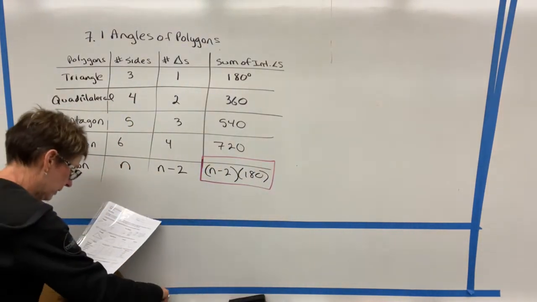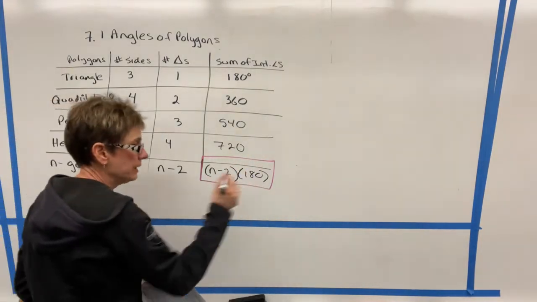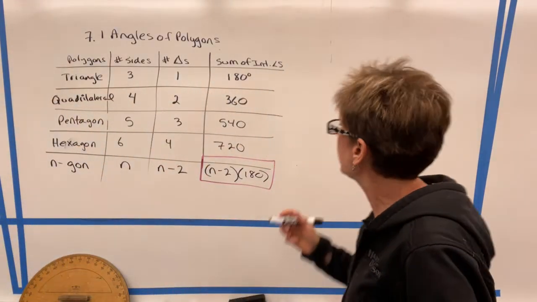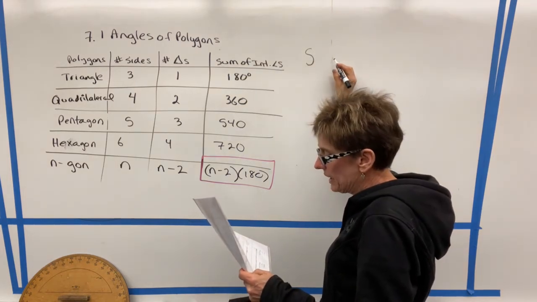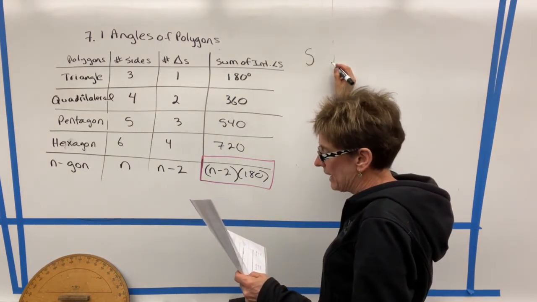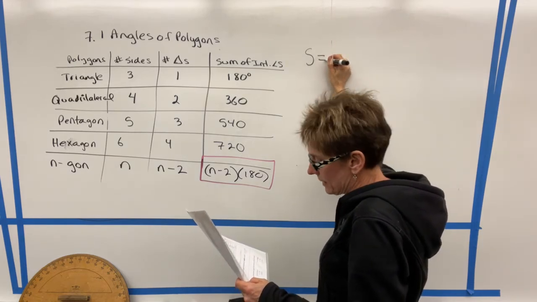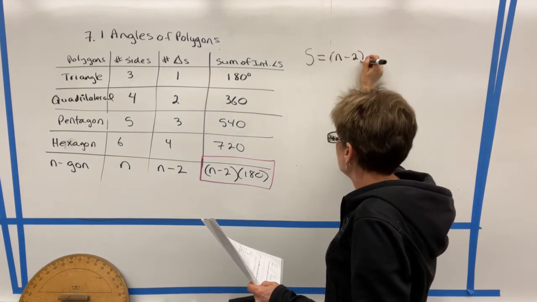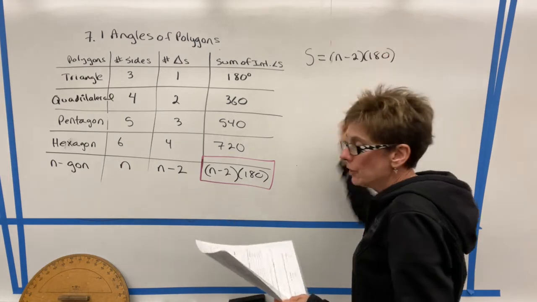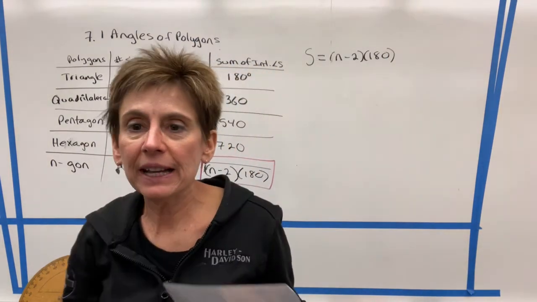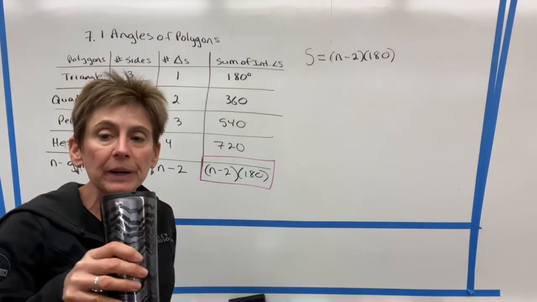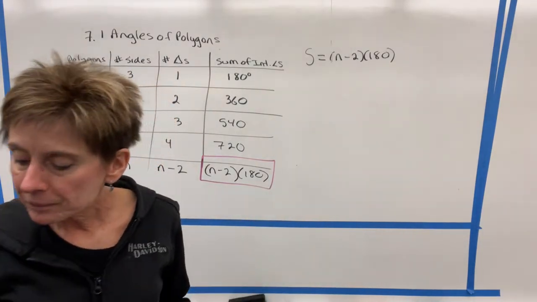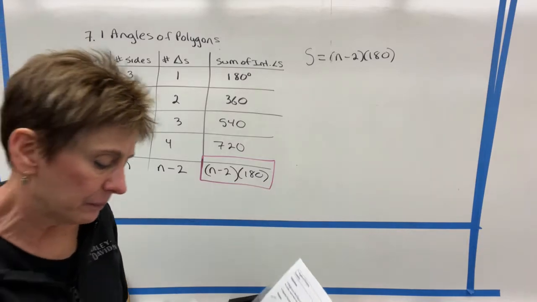I'll write it down below, or actually, I think there's a little bit of room off to the right here. The sum, S, of the interior angles of an n-sided convex polygon is n minus 2 times 180. So if you just want to add up all the angles inside a polygon, all you need to do is use this formula right here. And we'll do an example of that in just a moment.